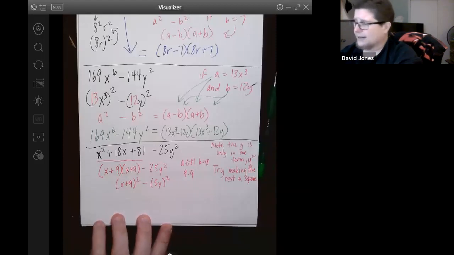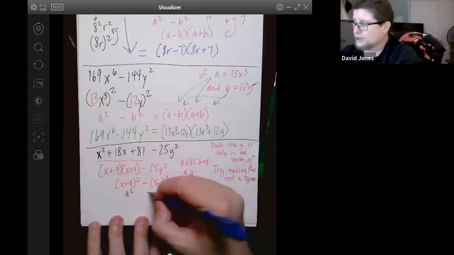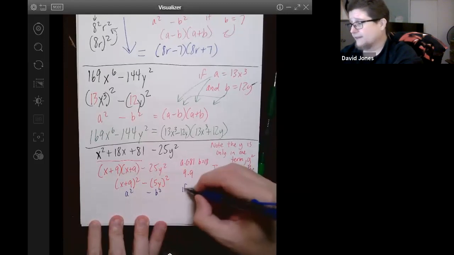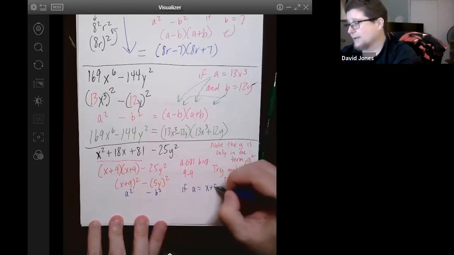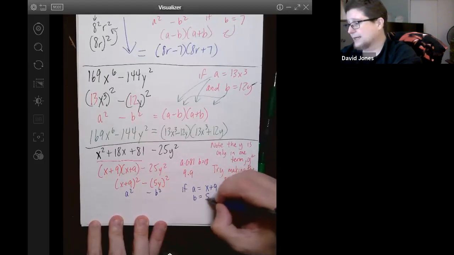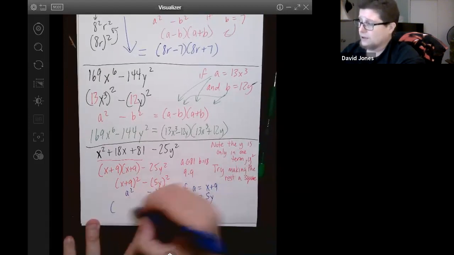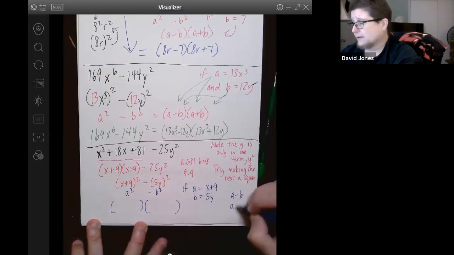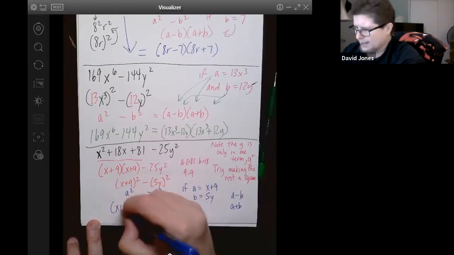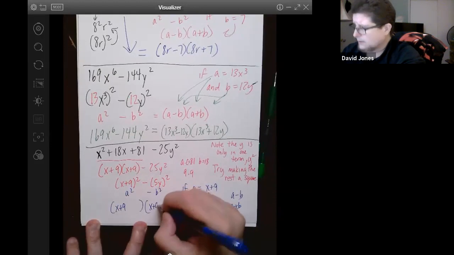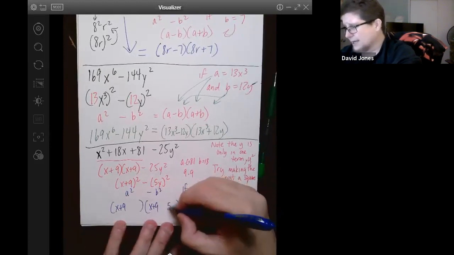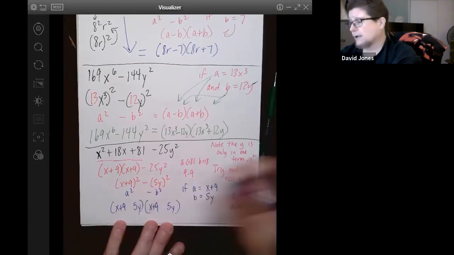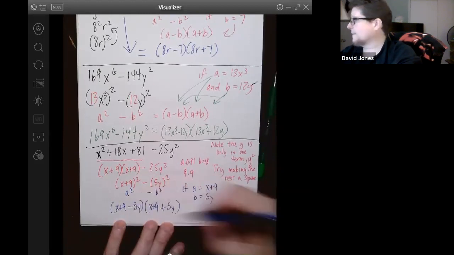Now this looks like a squared minus b squared, if a equals x plus 9 and b equals 5y. So a minus b, a plus b. I want x plus 9 in front of both. I want 5y at the end of both, and a minus and a plus.